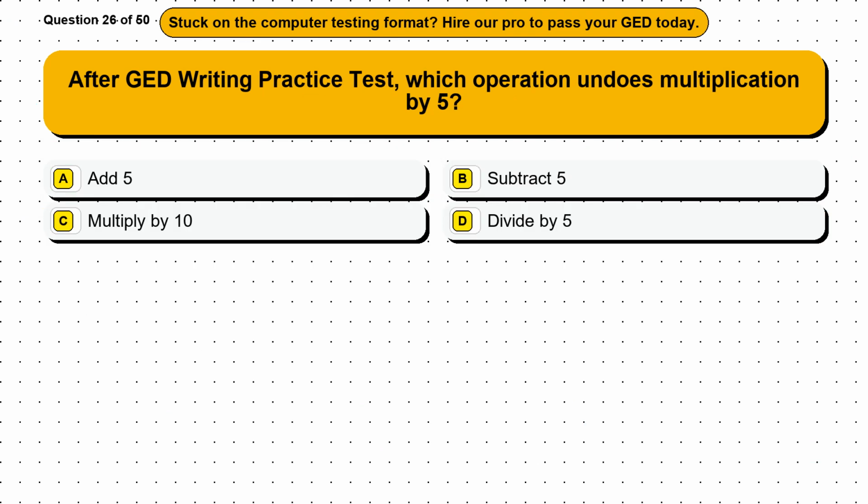Question 26. After GED Writing Practice Test, which operation undoes multiplication by 5? Option A, add 5. Option B, subtract 5. Option C, multiply by 10. Option D, divide by 5.